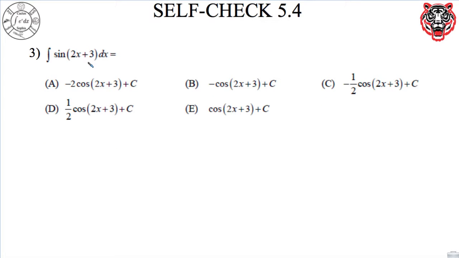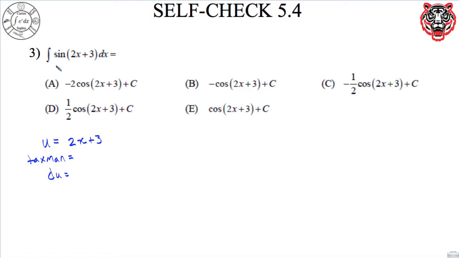The integral of sine. Okay, so for trig functions, the u is whatever's in the parentheses, du is 2, therefore we're using u substitution or Taxman. Let's do Taxman. So we have u, we have Taxman, and we have du. So u is 2x plus 3.